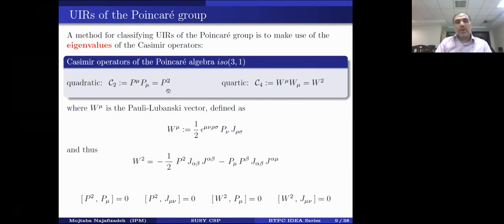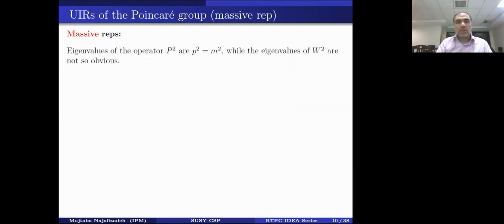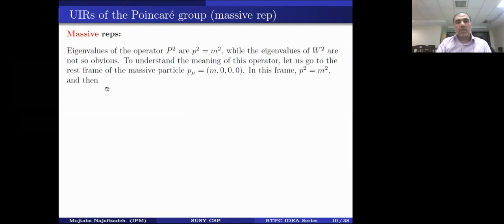commute with the generators of the Poincaré algebra, which is why they are Casimir operators. We should find the eigenvalues of these operators to classify unitary irreducible representations of the Poincaré group. Let us start with massive representations. For massive representations, the eigenvalues of P square are M square, while the eigenvalues of W square are not so obvious.